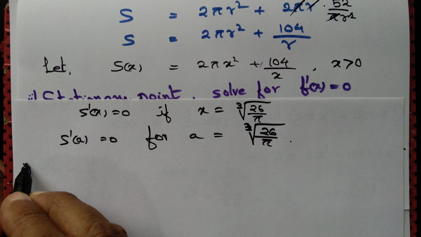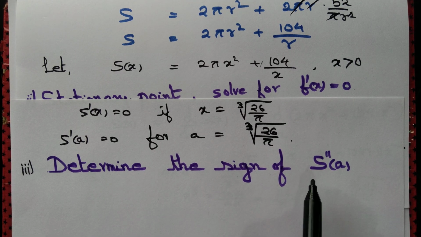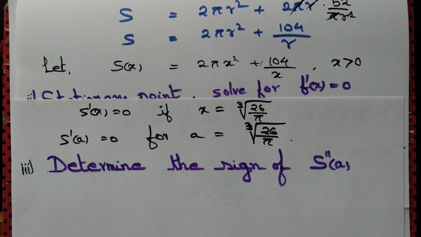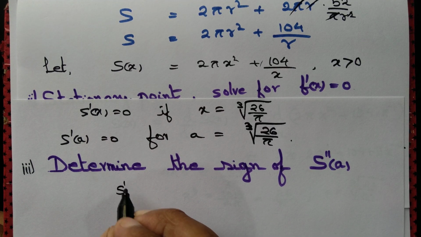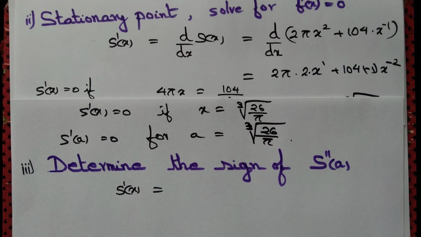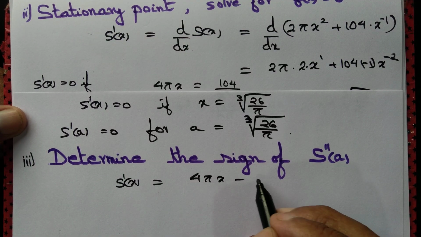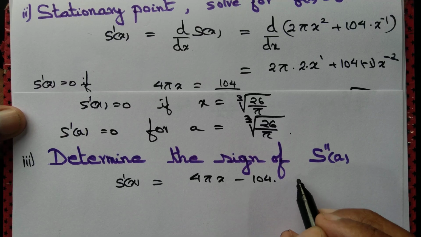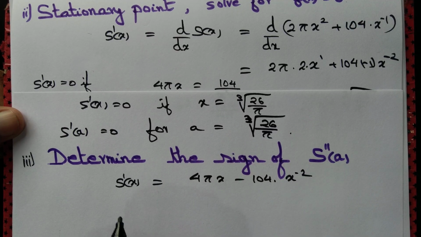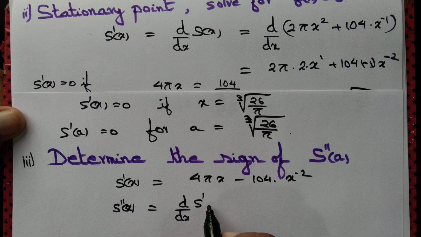So third criterion, we solve for f double dash a or s double dash a. Let's determine the sign of s double dash a. Once again, s dash x equal to 4 pi x minus 104 times x to the power minus 2. So s double dash x equal to d dx of s dash of x.